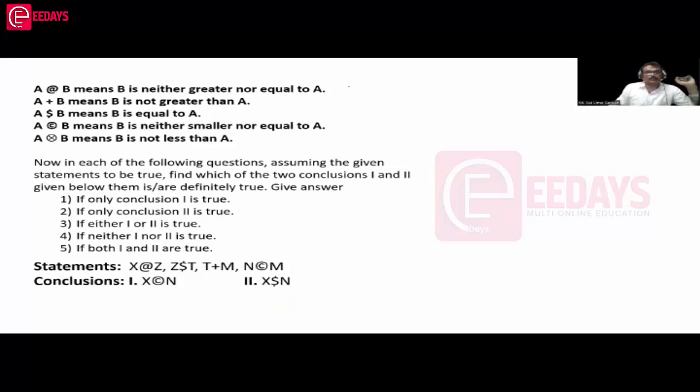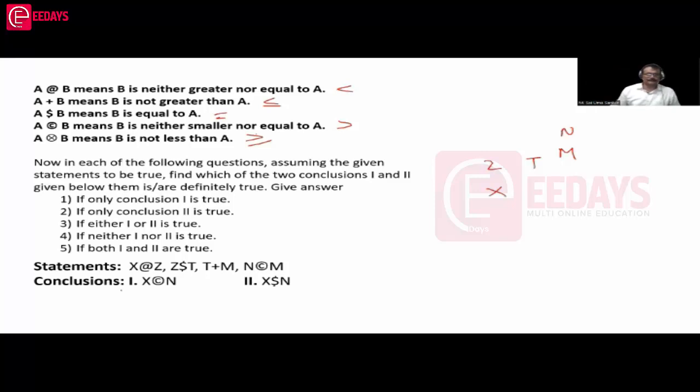Neither greater than nor equal, which is smaller than, not greater than, smaller than or equal, neither smaller than nor equal, which is greater than, and which is greater than or equal. X at the rate Z. X is less than Z. Next, Z at the rate T. Z is equal to T. And T at the rate M. T is less than or equal to M. And N at the rate M. N is greater than M.